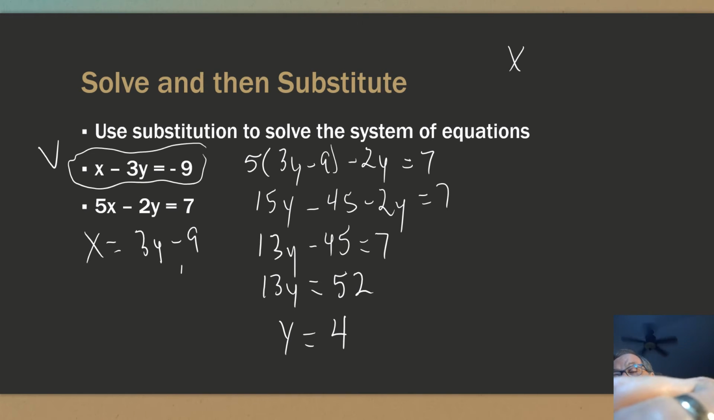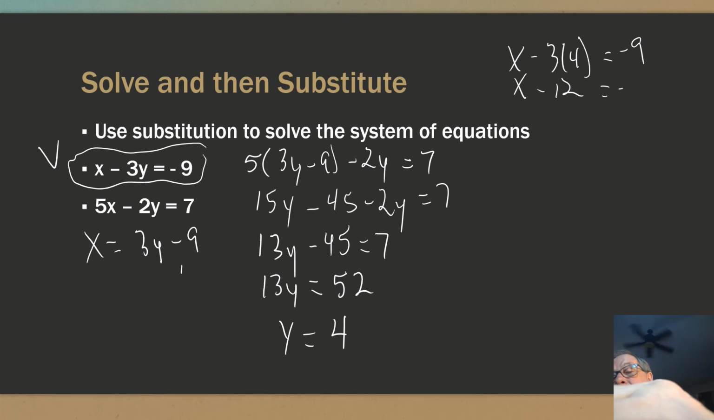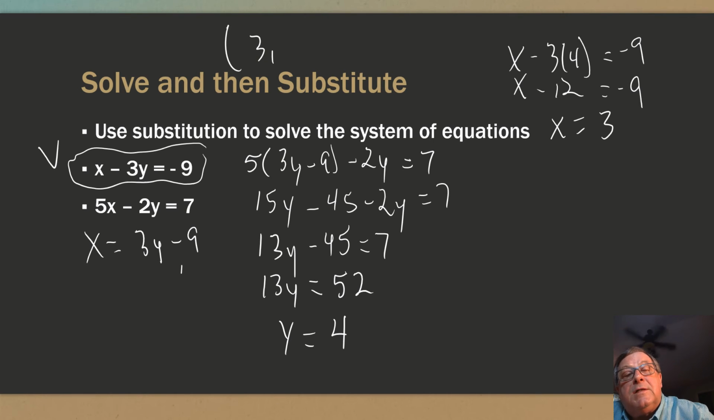So we got x minus 3 times 4 equals negative 9. And negative 3 times 4 is negative 12. Add 12 to both sides, and x is equal to negative 9 plus 12, which is going to be 3. So we think our solution then is x is 3, y is 4. And let's check our work by substituting in 3 for x and 4 for y into that second equation.